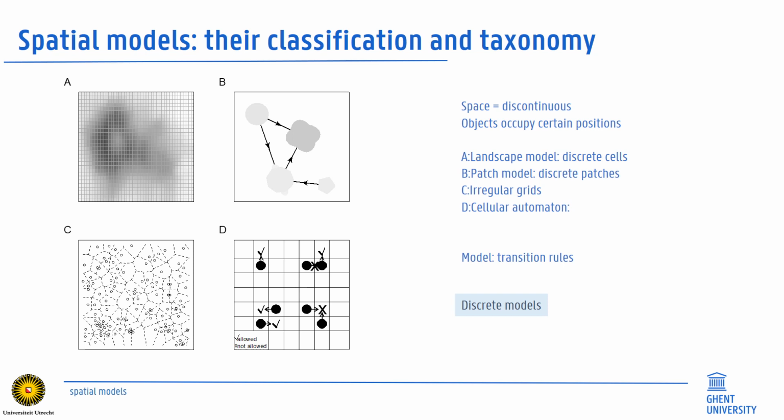Landscapes can, for instance, be represented by discrete cells with distinct properties. Discrete patches, irregular grids representing, for instance, bird territories, or spatial automata where dynamics between grid cells are driven by simple transition rules.